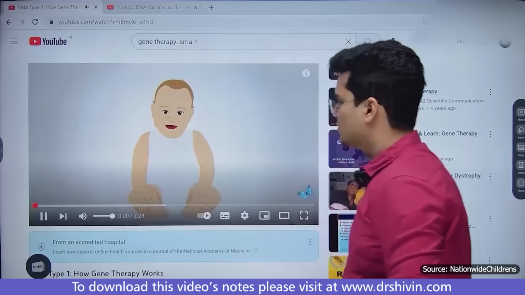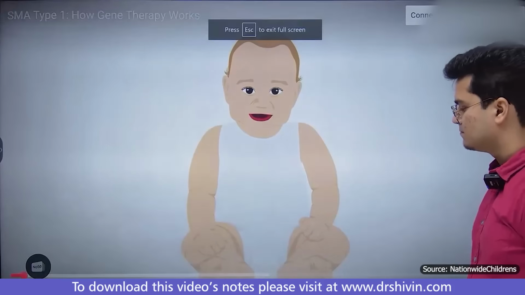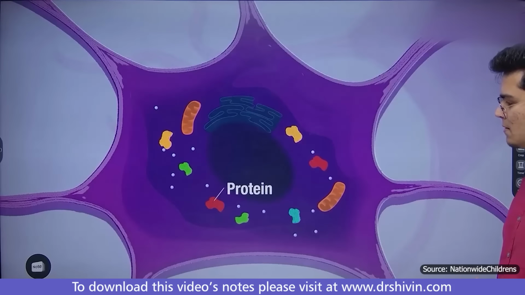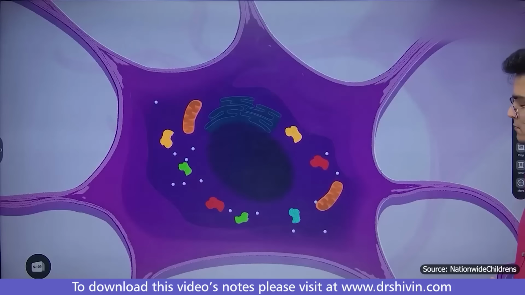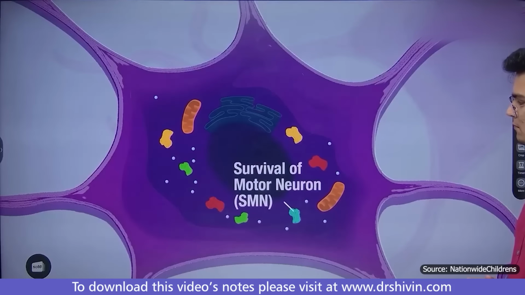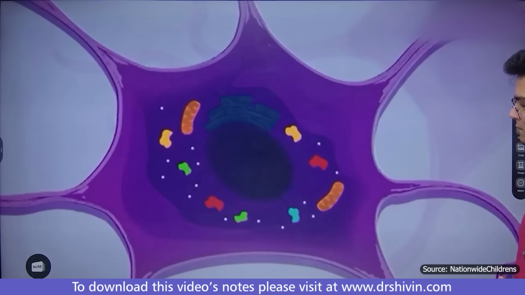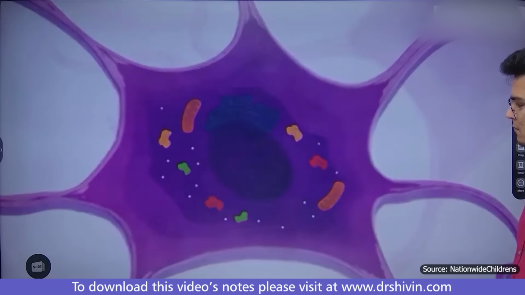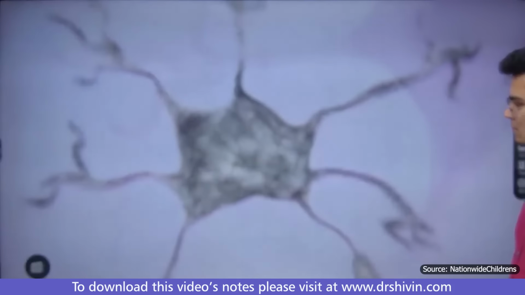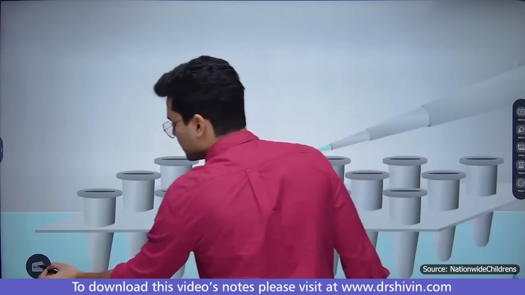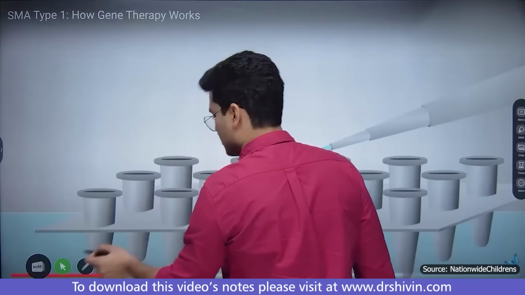In order for the muscles in our bodies to function, our cells need protein. In a healthy person, genes enable the body to produce the right proteins in the right amount. One protein that's very important for cell function is called survival of motor neuron, or SMN. In genetic disorders like type 1 spinal muscular atrophy, cells cannot produce enough healthy functioning SMN because they have a defective gene. In one of our clinical trials, researchers are using gene therapy to deliver the healthy SMN1 gene to a patient's cells. Researchers take viruses and modify them in the lab.